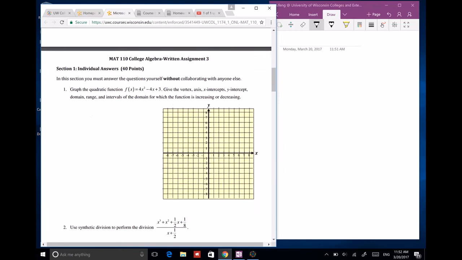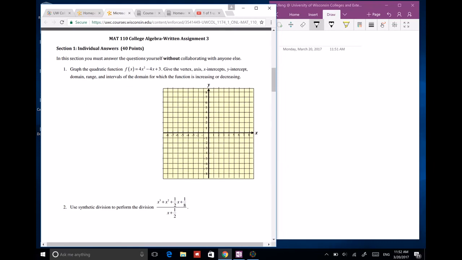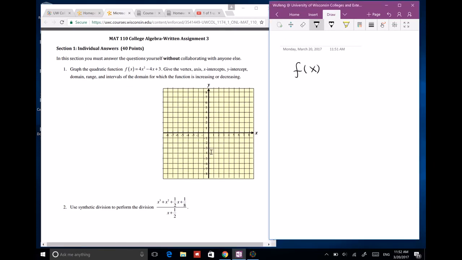So the first question: graph the function f(x) = 4x² - 4x + 3. Given the vertex, the vertex is -b/2a. You plug the point into it, so f(-b/2a). Okay, this is the vertex.